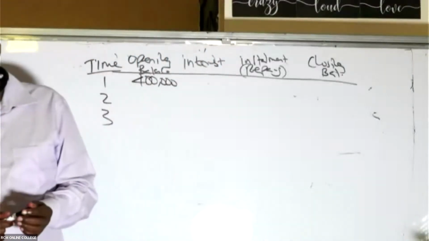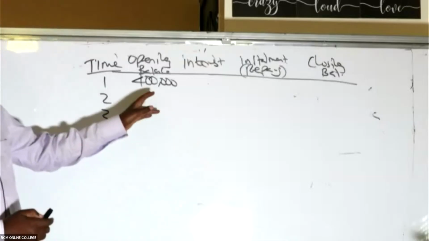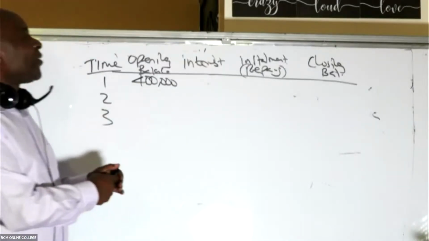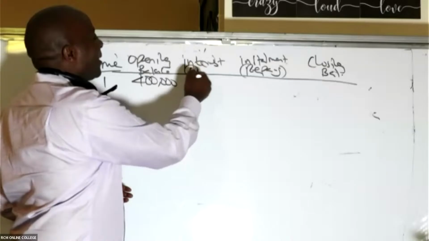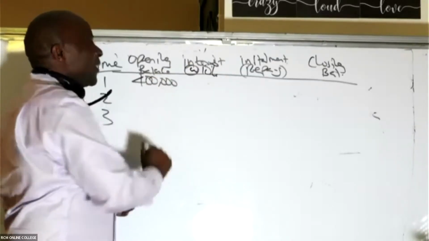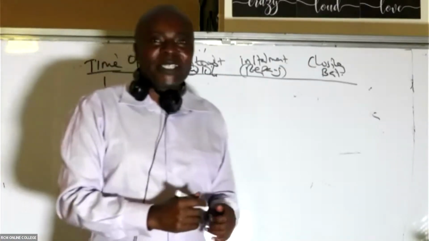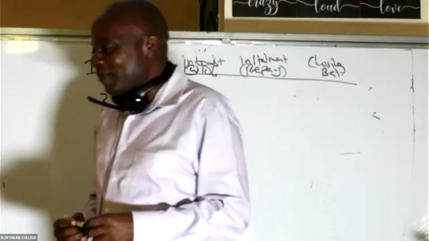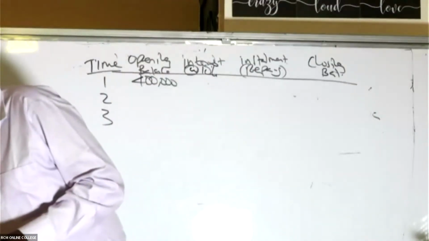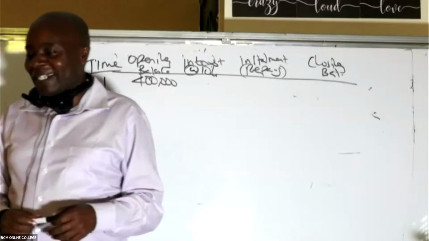So let's levy interest on this. Do you know the rate of interest? The rate of interest is 10%. So opening balance always earns an interest here. So 10% of 400,000 gives me 10%. Is not different.